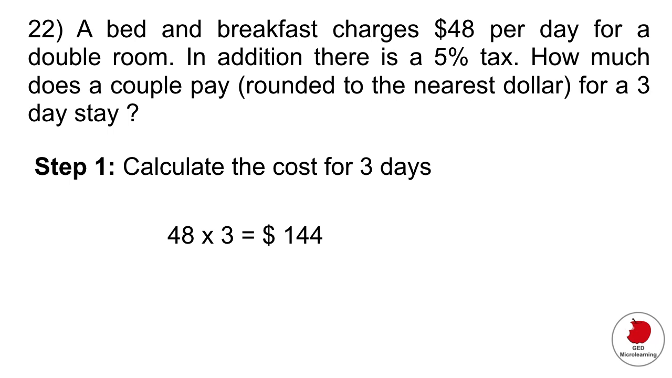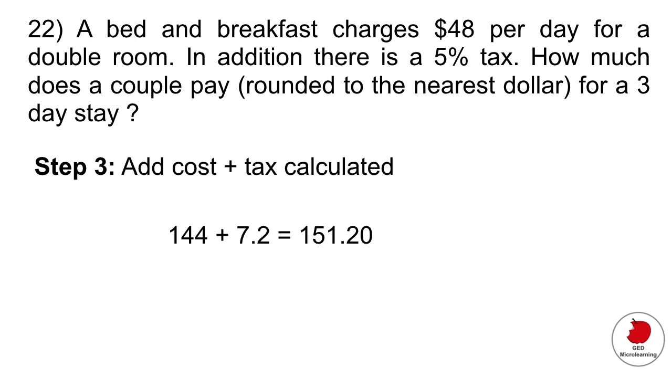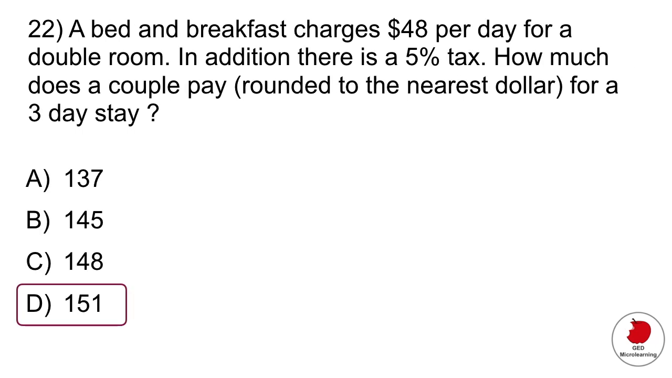And then the second thing is calculate 5% tax on that amount. Okay, so if you multiply 144 times 5%, which is also written as 0.05, that gives you $7.2. So all you have to do now, for the final cost, is to add these two numbers that you just found out. And notice that the question asks you to round to the nearest dollar. So instead of writing the answer as 151.20, you would write it as 151.